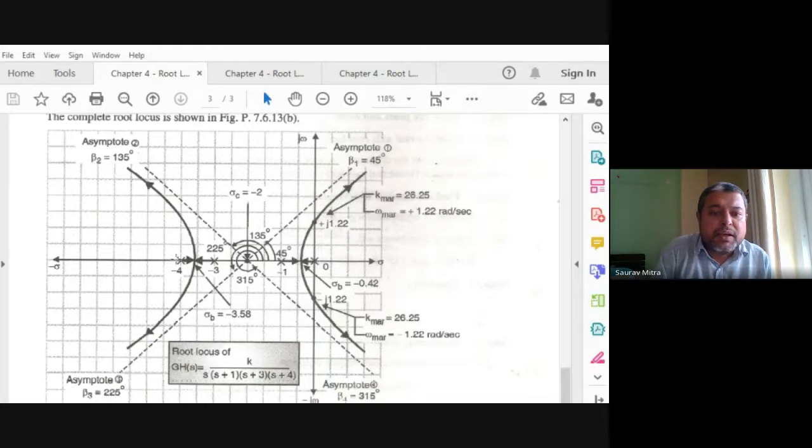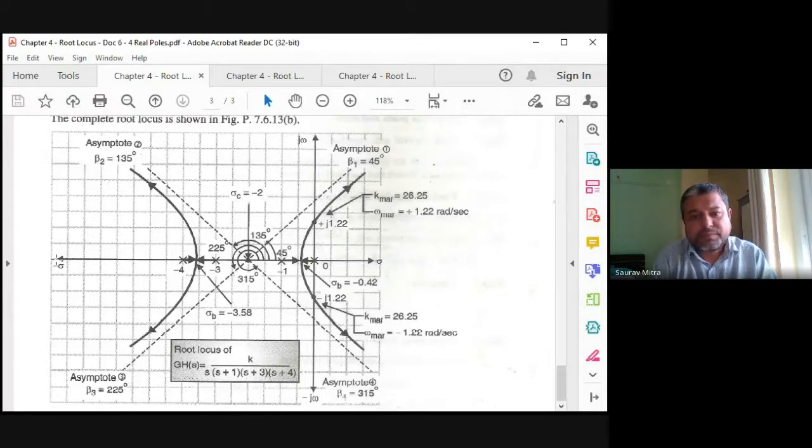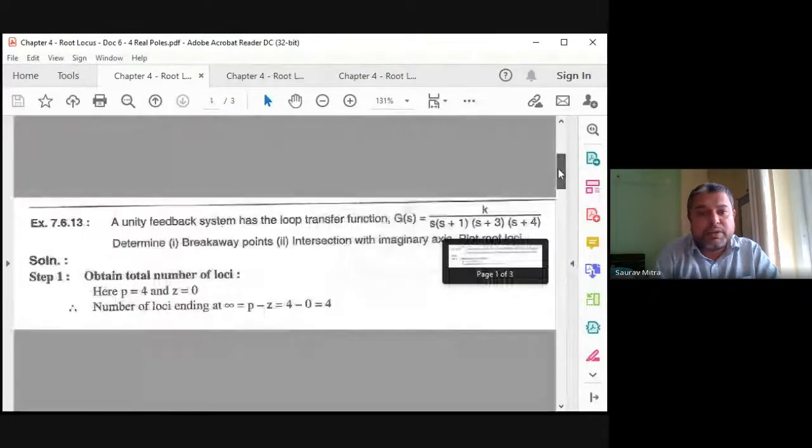Hence, anything less than minus 4, that means minus 4.1 to minus infinity, will not be, I repeat, will not be a part of root locus. So in this case, what is the real axis root locus? 0 to minus 1 and minus 3 to minus 4. And this will be the shape of root locus. Let us find all the intermediate steps and how to calculate that.